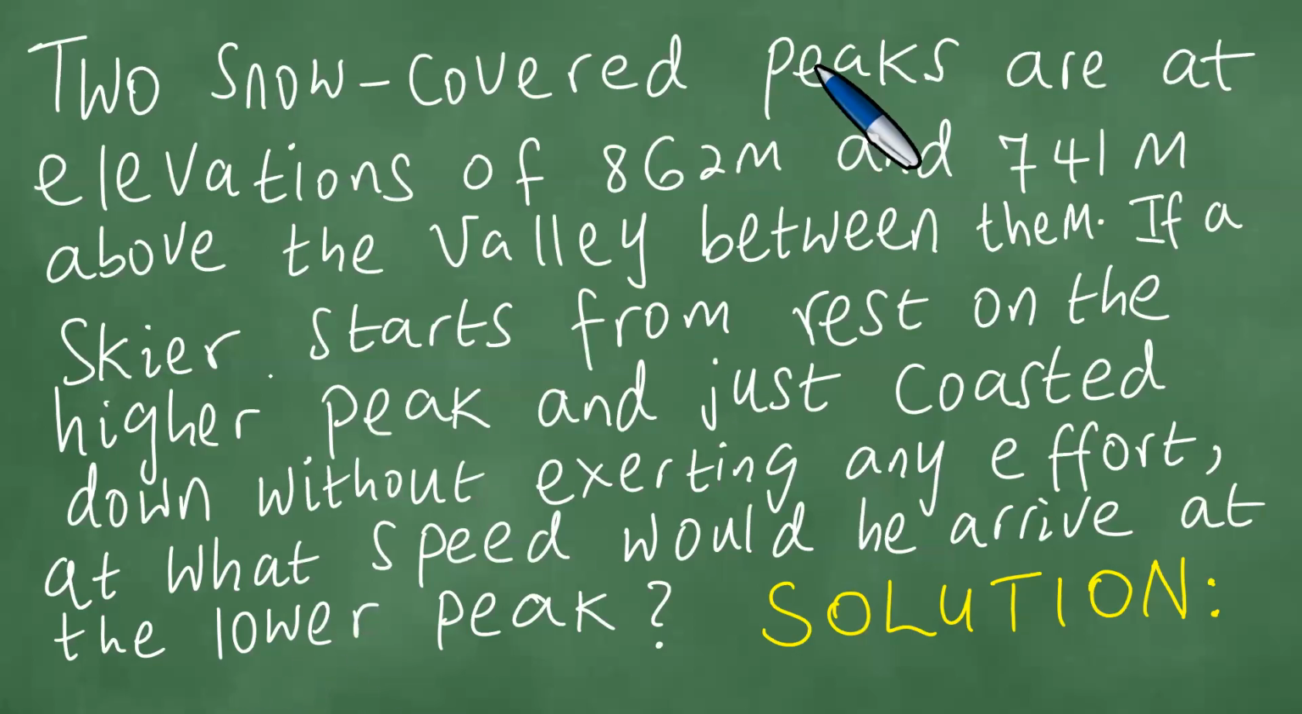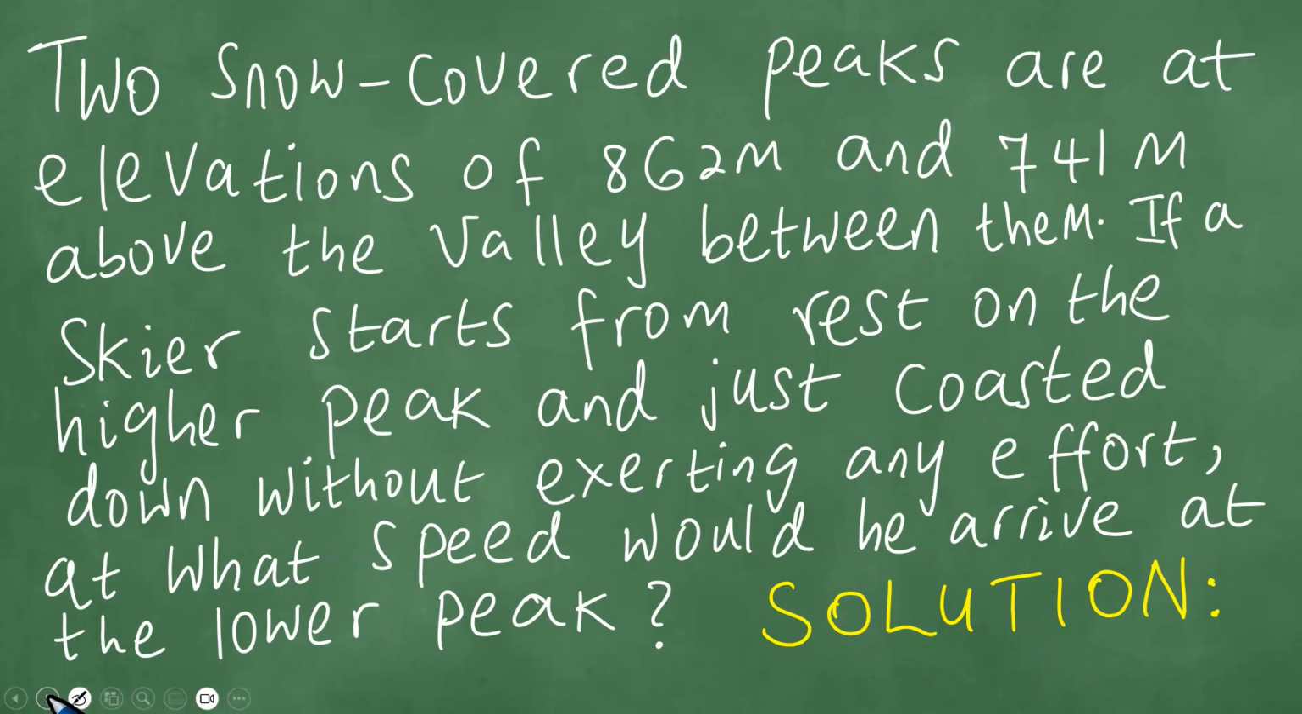Right, we have a question here in front of us. Two snow-covered peaks are at elevations of 862 meters and 741 meters above the valley between them. If a skier starts from rest at the higher peak and just coasted down without exerting any effort, at what speed would he arrive at the lower peak? And we proceed to look at the solution to this problem.